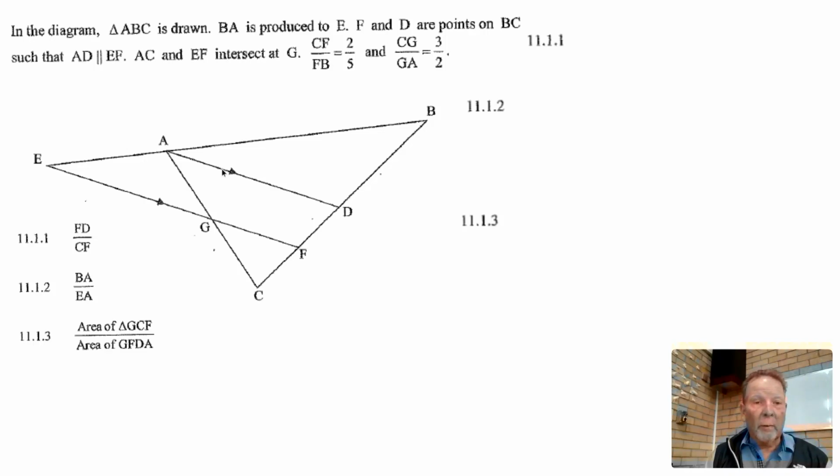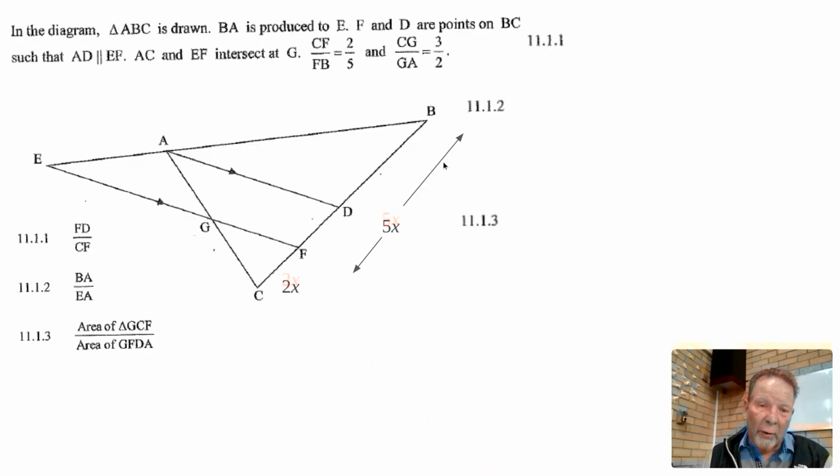Now, this has parallel lines and a triangle and proportions all over the place. It's almost certainly a proportionality theorem question. And let's just start here. They tell us some ratios. They say that the ratio of CF to FB is 5 to 2.